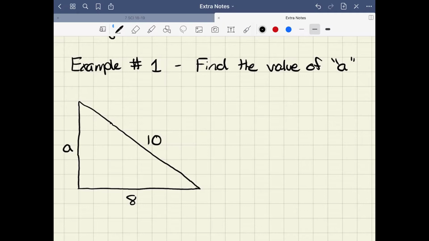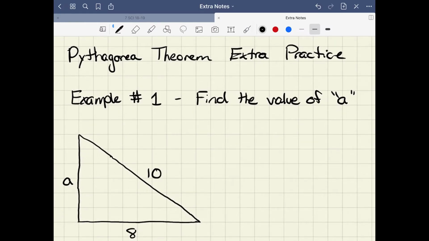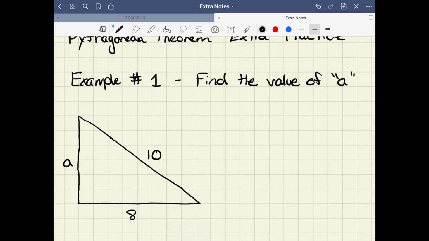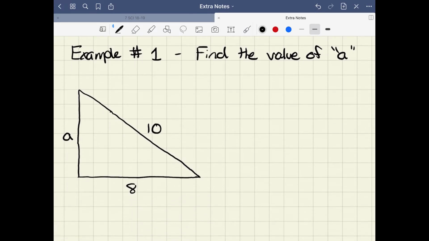All right, students, here's what we're going to do. We want to spend some time with the Pythagorean theorem, extra practice. And the first example we're going to look at is a little bit different than the examples we've looked at thus far. In this example, we are going to try to find one of the legs, A. In all the previous examples I've shown you, we have found the hypotenuse. But in this example, I'm going to give that to you.